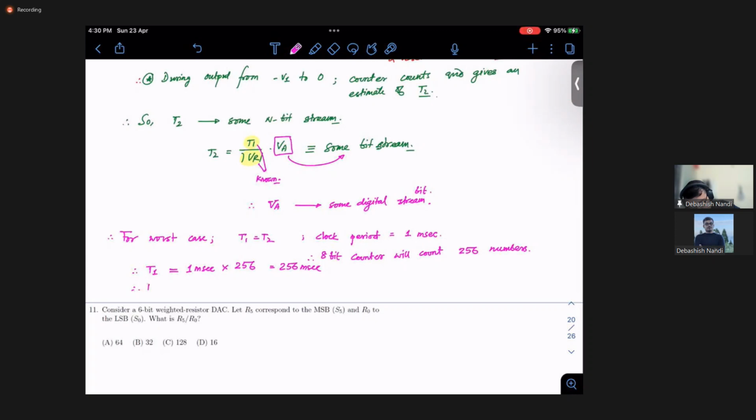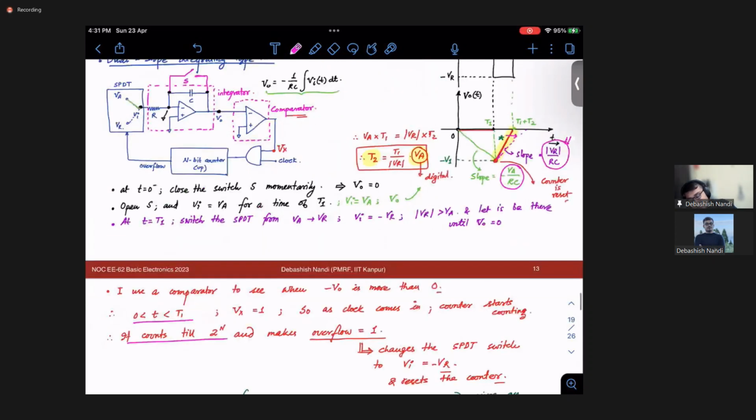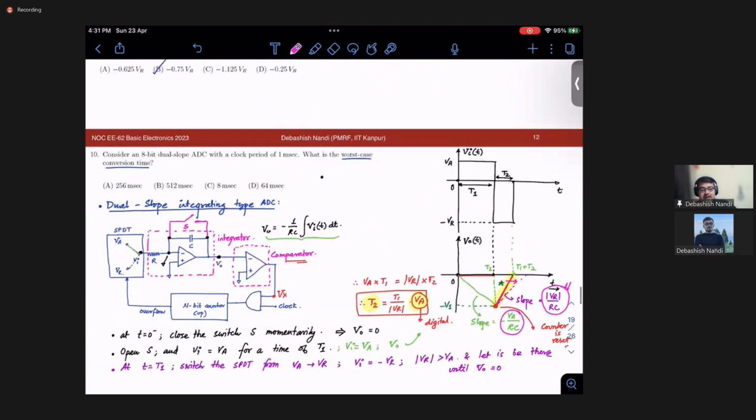So what would be T2? T2 will also be the same for the worst case, 256 millisecond. And what is the conversion time? It is nothing but T1 plus T2, 512 millisecond. Okay. So your answer would be 512 millisecond.